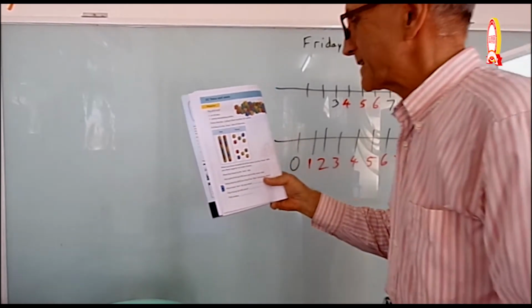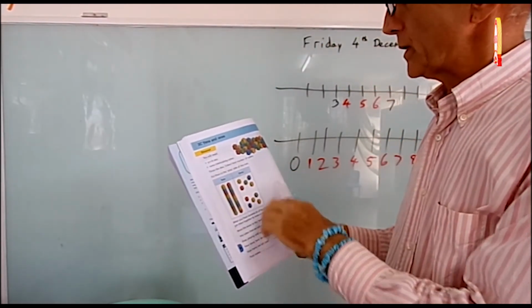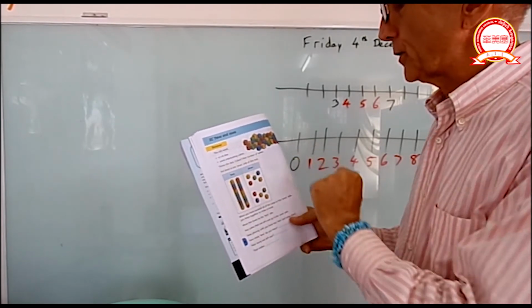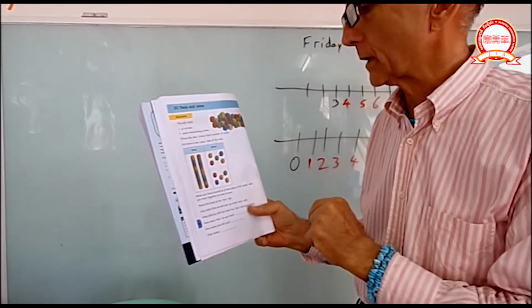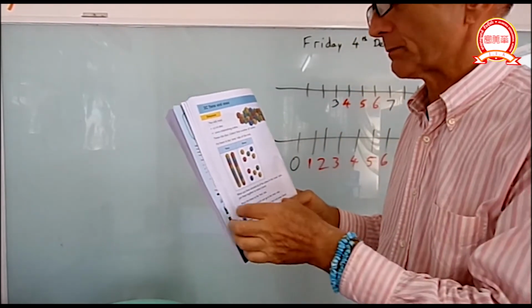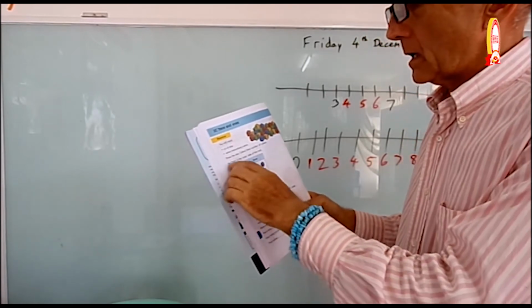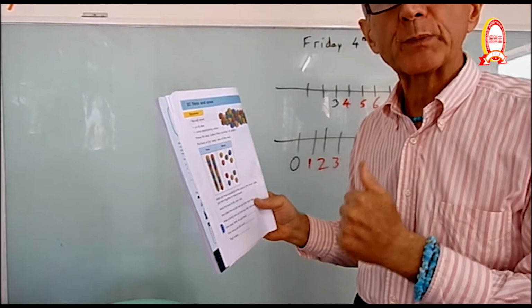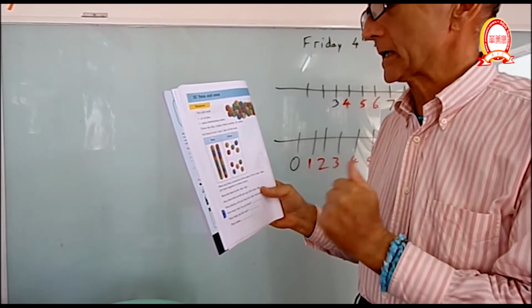So we're on page 18. We've got a game where you've got a dice and a whole load of cubes. Now if you haven't got cubes, then you can just use beans or beads, doesn't matter. If you haven't got a dice, doesn't matter. Just get Mummy to tell you numbers between 1 and 6.